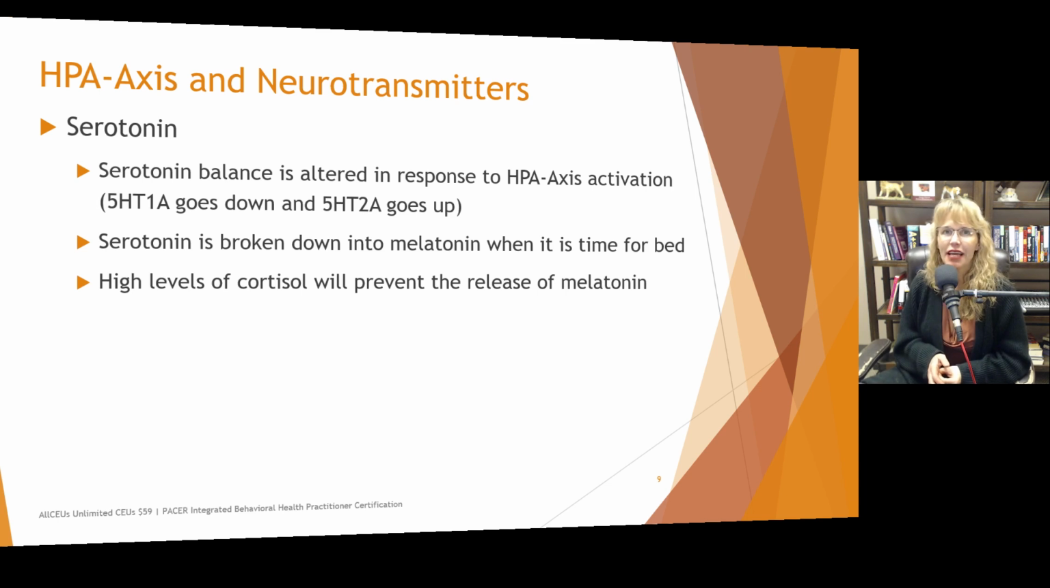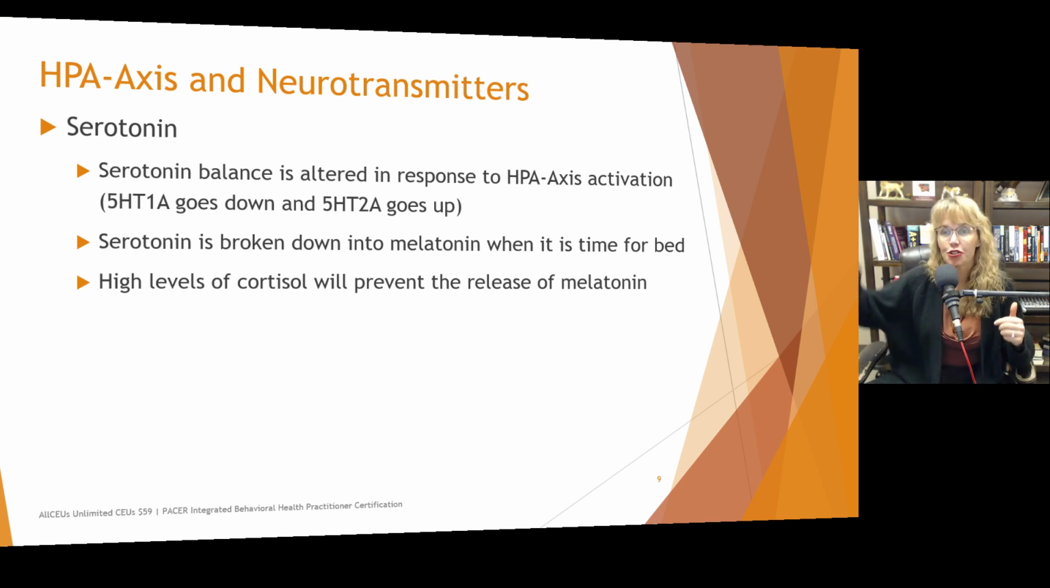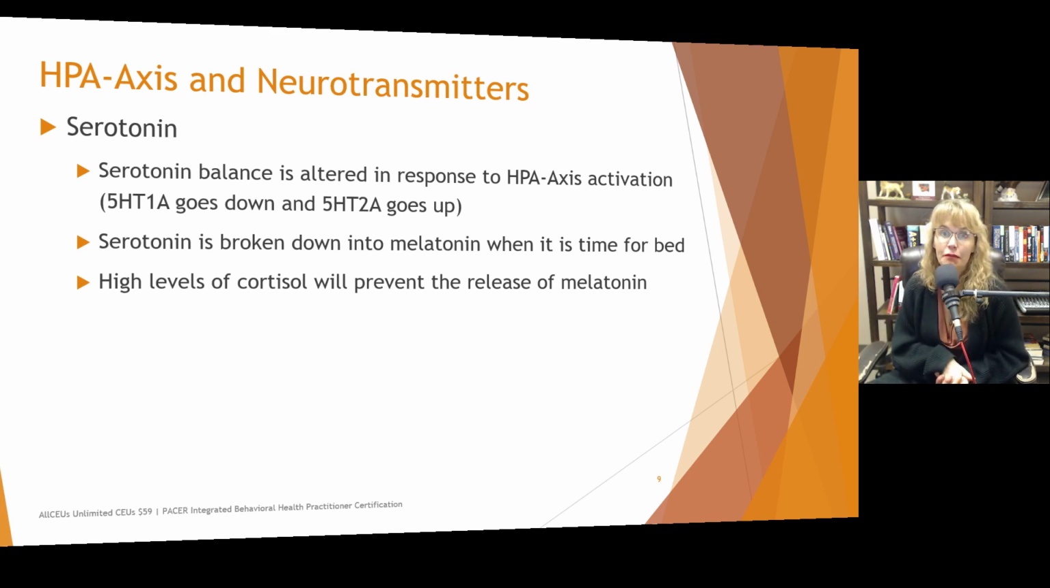When the HPA axis is activated, the body says, it is not time to rest and digest. It is not time to be content. It is time to fight or flee. So serotonin levels go down when the HPA axis is up, our calming serotonin levels. And that also means that 5-HT1 can't be broken down into melatonin. High levels of cortisol also prevent the release of melatonin.